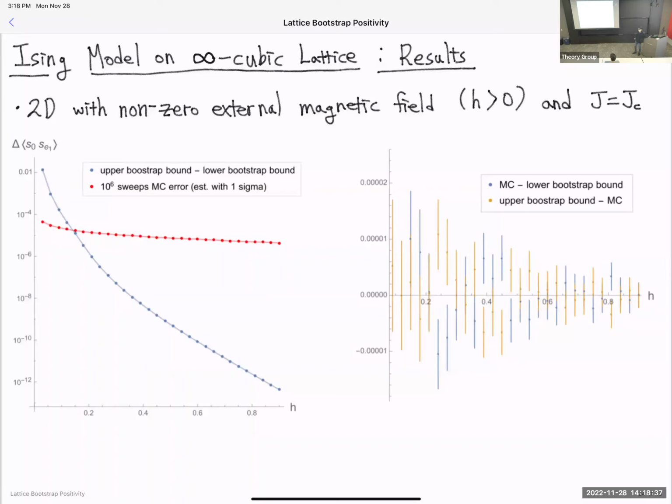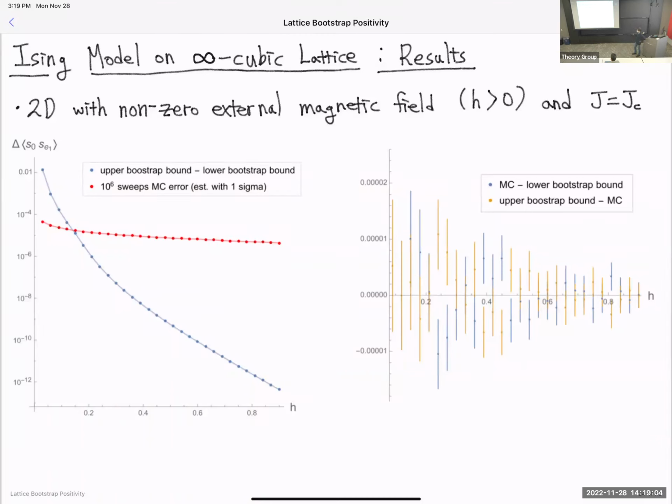Okay. As you can see, as we increase the magnetic field, positivity bounds are performing far better than the Monte Carlo. Actually, if you go and ask your Monte Carlo friend, they will typically tell you that they cannot get more than 6 or 7 digits. But here, positivity bounds are already giving you something like 10 to the minus 15. And it's reverse. Okay.